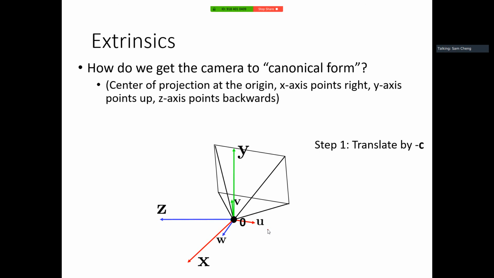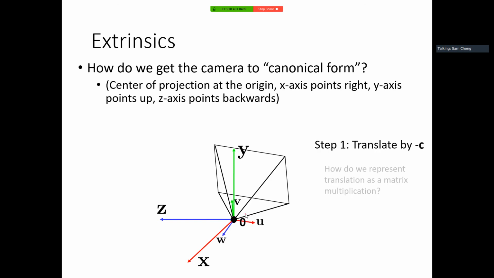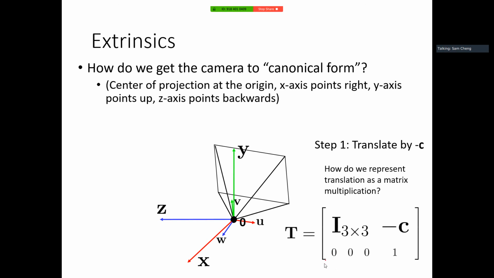So how do we translate? Translate is simple. Let's say this is the world coordinate. I have the origin of the camera, the camera center, with the location C according to the world coordinate. To translate this C to the origin, we just need to apply a minus C. So therefore I have a translation matrix that is simply like this. Does it make sense?